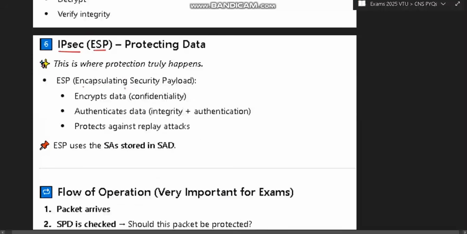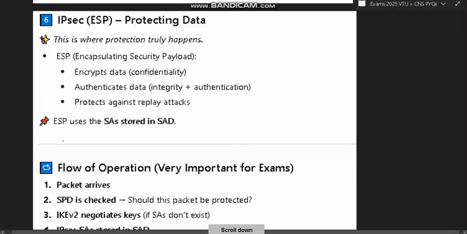Okay, ESP is encapsulating security payload. This is where protection truly happens. It encrypts the data, authenticates the data, and protects against replay attacks. Till now, we have just seen what rules are going to be applied and what is going to be checked, but who is going to actually apply the protection? ESP, encapsulating security payload. ESP uses the SA stored in the SAD to apply that protection. So the SAD will say which policy to apply, and ESP will use that policy to apply it.